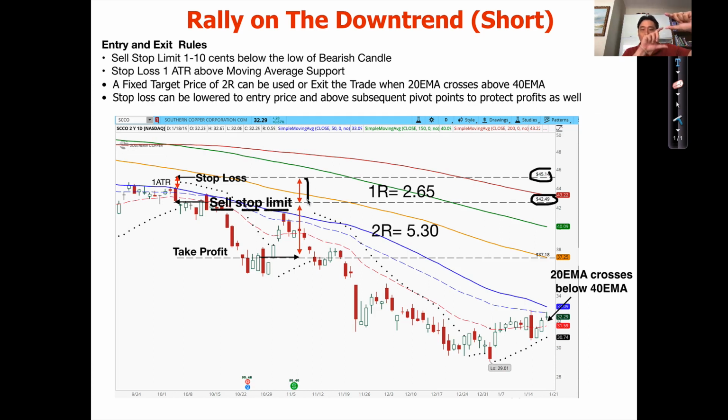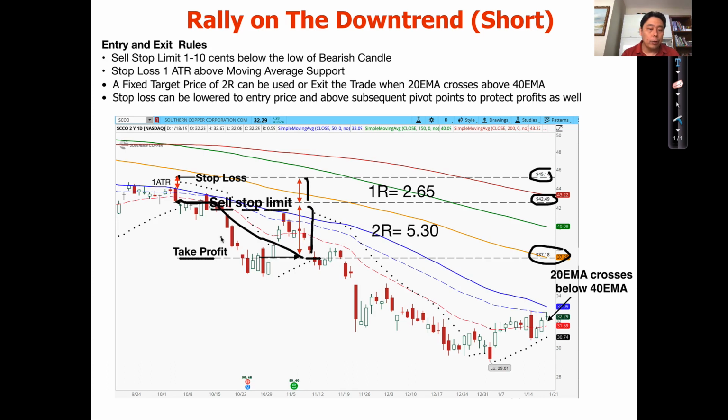And again, we can put our profit target at double the risk. In this case, it'd be 5.30. Multiply this by 2, get 5.30. You take 42.49 minus 5.30. The profit target would be at 37.18 thereabouts. All right, so we enter over there. And again, once it hits the profit target, we could take our profit at 2R, call it a day.